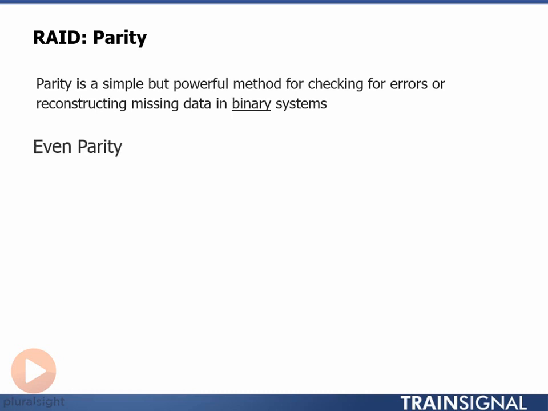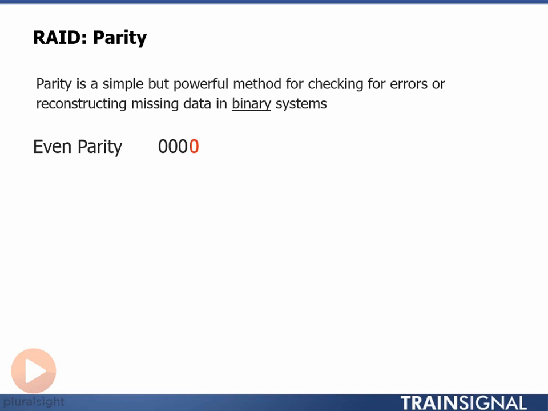Even parity works by making sure that there is always an even number of ones in a row of data. We'll use a 4-bit dataset here, with the last bit in each dataset being used as parity. So let's look at our first example. Here we've got 3 zeros. So in order for there to be an even number of ones in our dataset, the parity bit must also be a 0. If it were a 1, we wouldn't have an even number of ones.